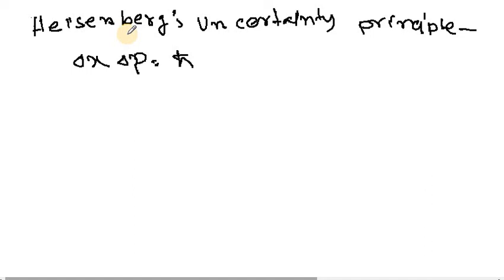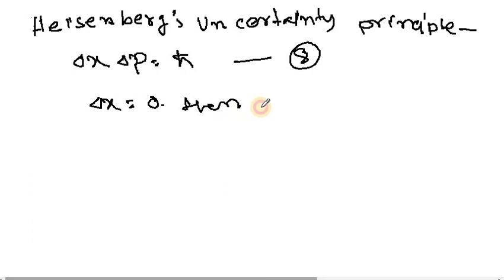The above equation 8 shows that if delta x equals 0, then delta p equals h cut by 0, that is, infinity. So if delta x is 0, then p must be infinity in order that the product is non-zero. Similarly, if delta p is 0, then delta x must be infinity.